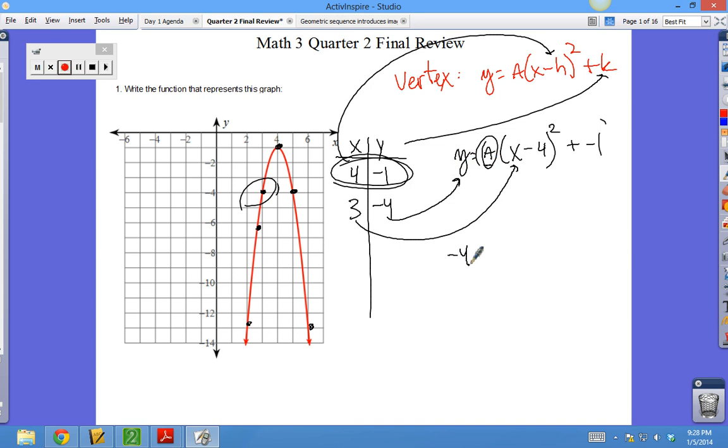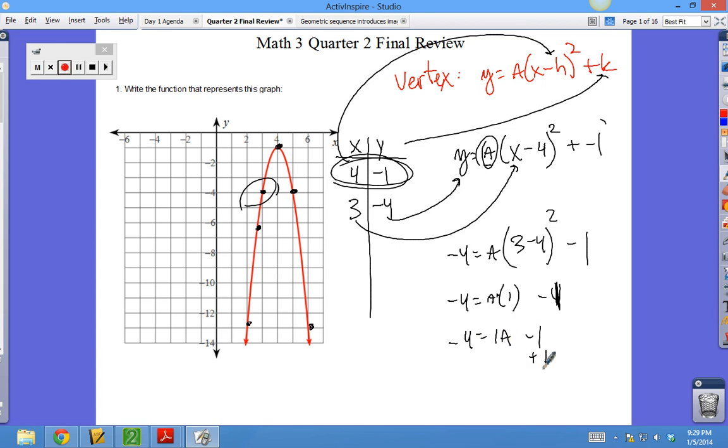So in place of y, I'm going to put -4. In place of x, I'm going to put 3, minus 4, squared. Okay, do the parentheses first. 3 take away 4 is -1. Exponents next. -1 times -1 is +1. So I got -4 equals a times 1, minus 1. Now this 1 is multiplying the a, so you cannot combine it with the -1. Do not add these two together. This should be rewritten as -4 equals 1a minus 1.